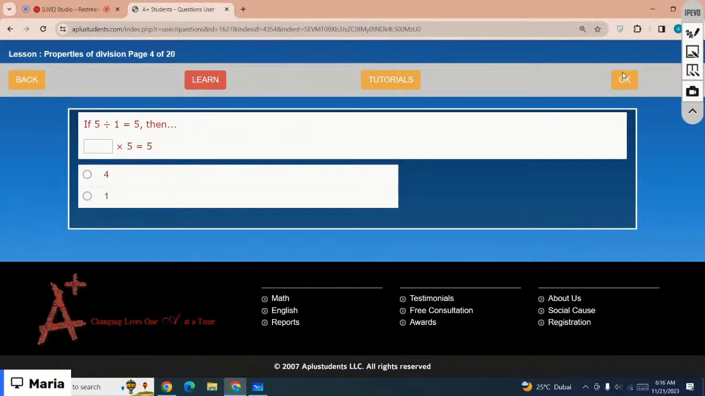If 5 divided by 1 equals 5, then the missing number times 5 equals 5. Which number is missing? One times 5 equals 5. The correct option is 1. Very good.